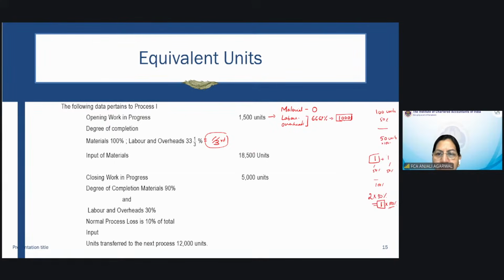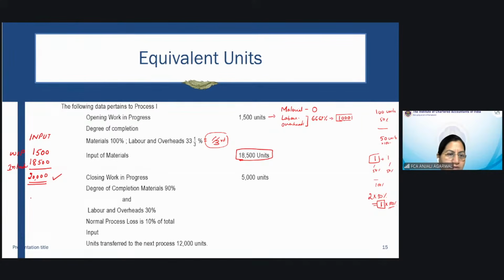Then you had another 18,500 units freshly introduced in this period on which you are going to work. So how much is the input of material? Input is some part 100% work in progress and some part freshly introduced. So in this period, you have to work on 20,000 units. Already there was WIP and freshly introduced is 18,500. So you have to work on 20,000 units.